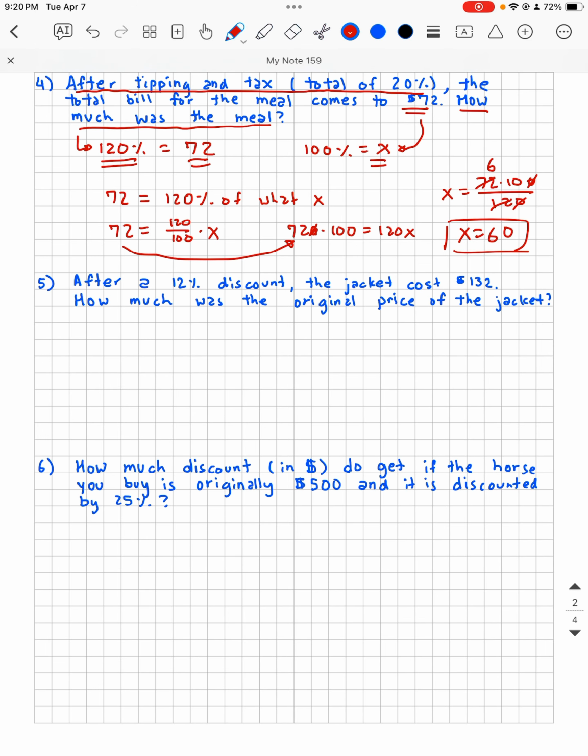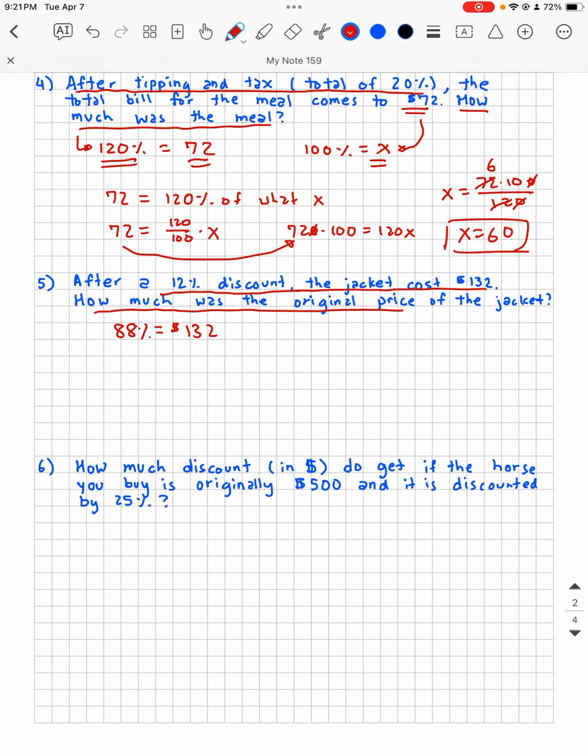All right, moving on. After a 12% discount, the jacket comes out to be $132. How much was the original price of the jacket? So let's cipher it the same way. After a 12% discount, the jacket is $132. If you think about percentage, you're losing 12%. So that means that price, $132, is equivalent to 88%, because 100% minus 12% is 88%.